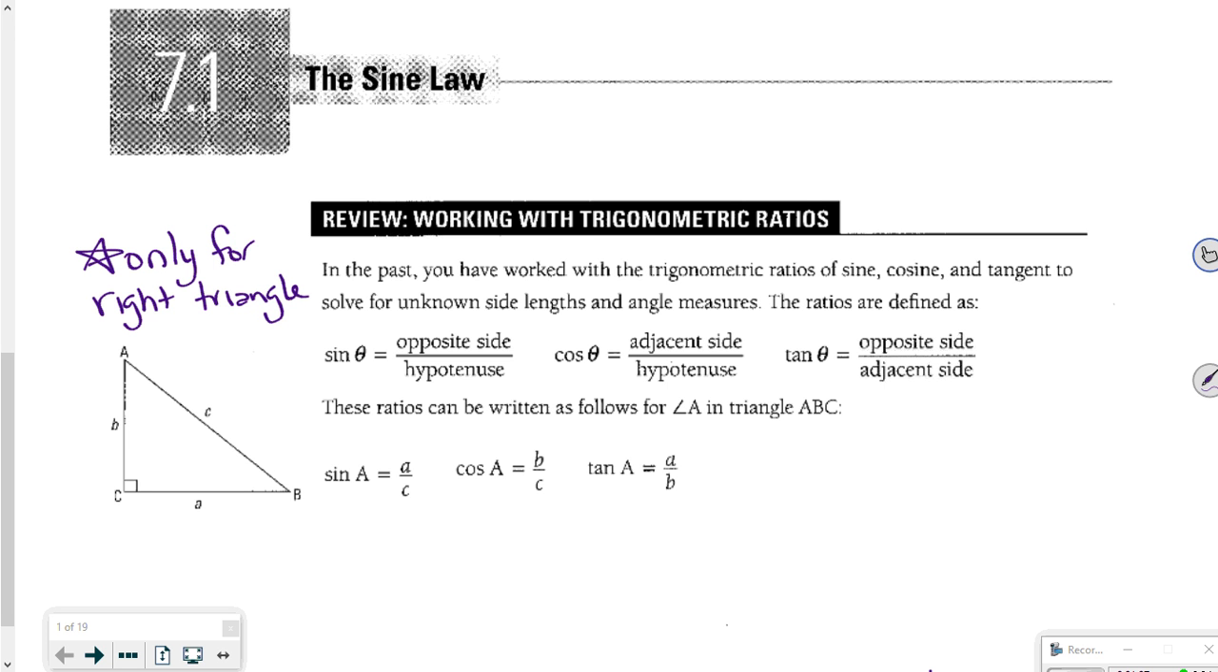If your triangle does not have this little symbol right here, it is not a right triangle. You can't use these formulas. This is the only time. When you're doing these, we talked about the opposite side, the adjacent, and the hypotenuse. The hypotenuse is always the easy one to find. If you turn your right angle into an arrow, it points at the hypotenuse.